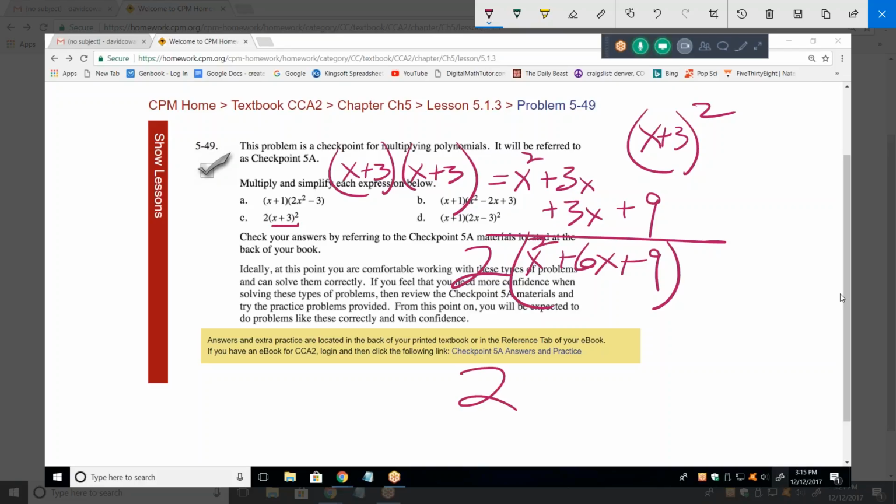2x squared plus 12x plus 18. There you go.